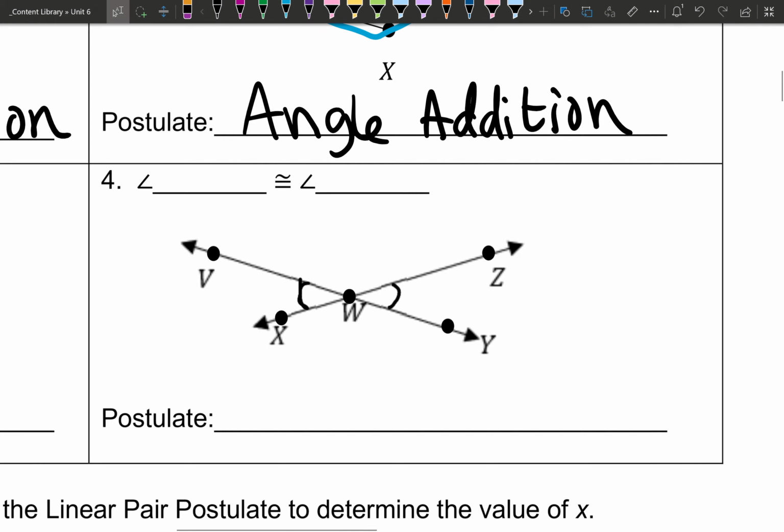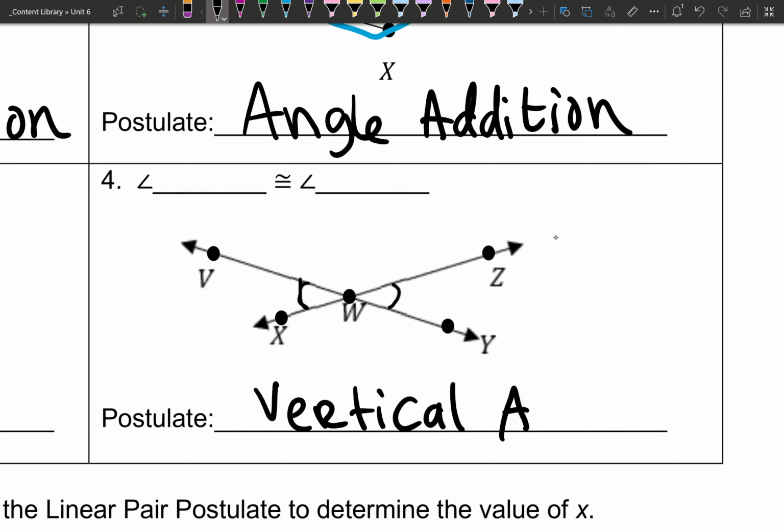All right. In number 4, I have an angle congruent to another angle. Well, this postulate is called the vertical angle postulate. Now I know it doesn't look vertical, these two angles. I'll retrace them with the color so you see these two angles. I know they don't look vertical, but they are straight across from each other.